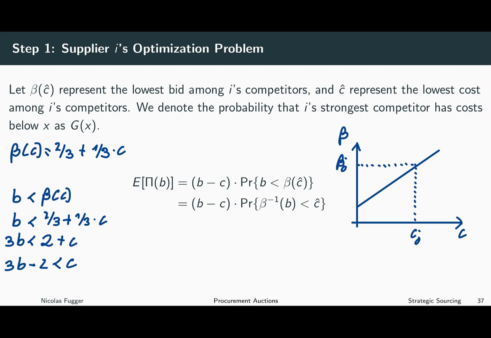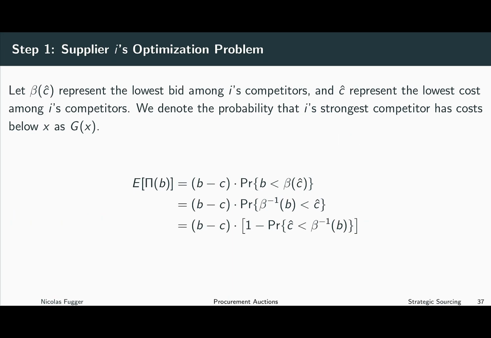And that's what we do here. So here we are in the bid domain. Here we are asking about events for bids. And here we ask about events for our competitors, exactly our strongest competitors' costs.